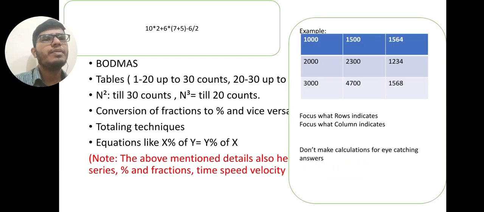I'll go for an example of the totaling technique. Can you total the first column? It is 1000, 2000, 3000. Easily you can say it is 6000. The second column is 1500, 2300, 4700. I'm sure for you it will take a little bit of time. The third one, obviously it will take a little bit more time, but here we don't have much time, is it? We have a maximum of 1 minute to solve the question.